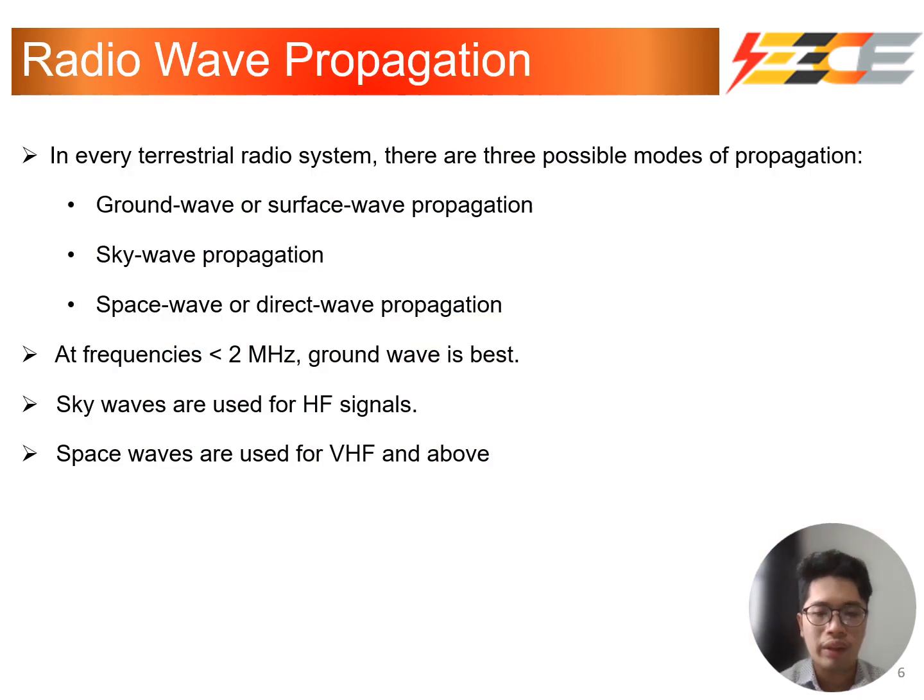Moving on to radio wave propagation. In every terrestrial radio system, there are three possible modes of propagation: ground wave or surface wave propagation, sky wave propagation, and space or direct wave propagation. Let's talk about ground wave propagation. Ground waves start out with the electrical field being perpendicular to the ground. Due to the gradient density of the Earth's atmosphere, the wave front tilts progressively.